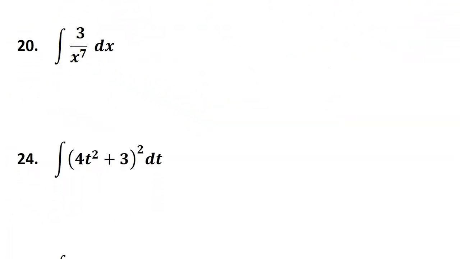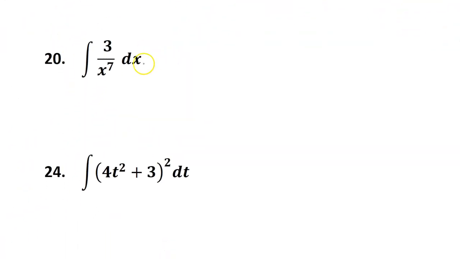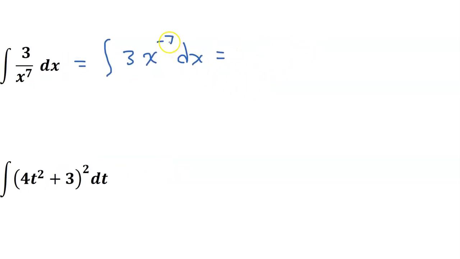So problem number 20. Okay, how am I going to rewrite this? So this would be the same thing as the integral of 3x to the negative 7 power dx. So this is very straightforward. So we will add 1 to this exponent, which will make this x to the negative 6 power. And then we divide by negative 6.